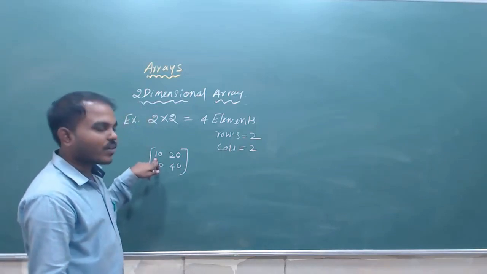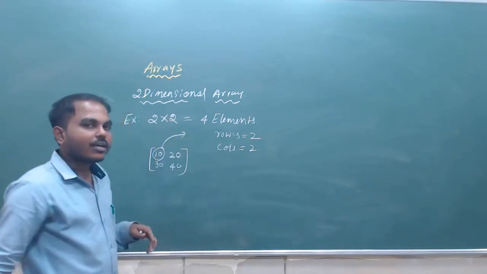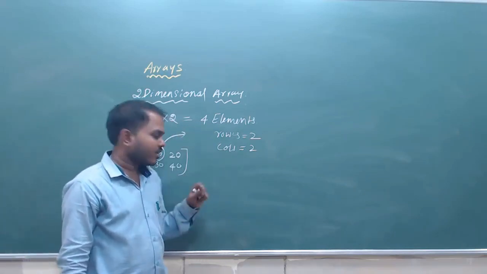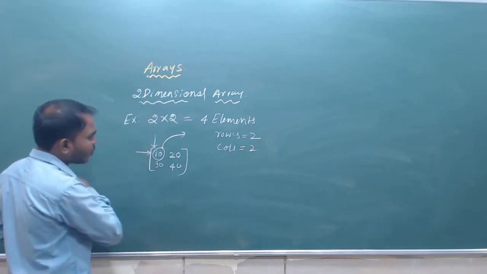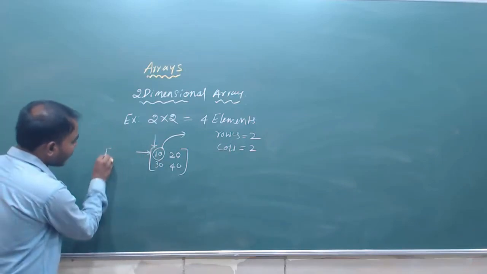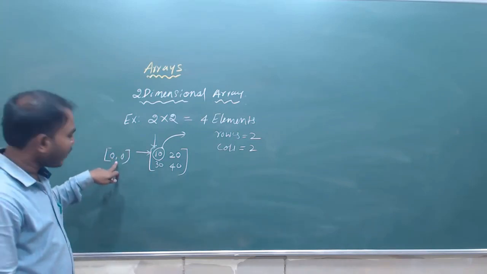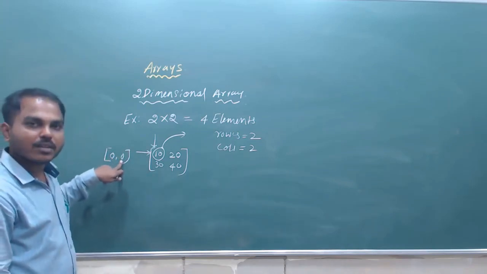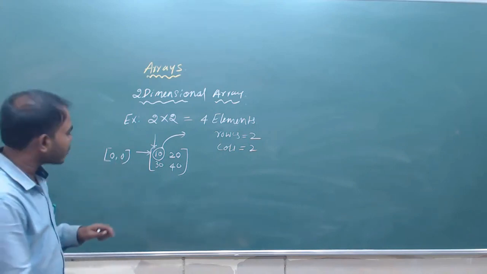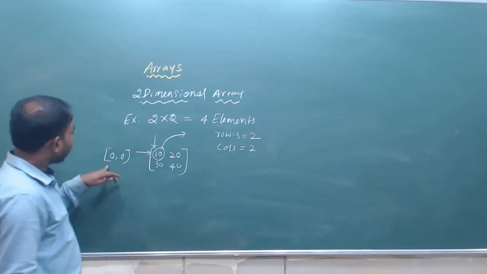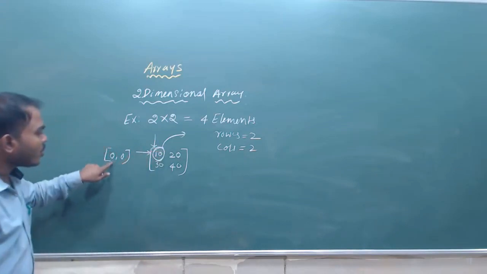So take the element 10. What is the address of this 10 in the matrix format in an array? How to identify it? We can say that this is the first row and the first column. How to represent it in the form of an array here? We take it as 0, 0. 0, 0 is nothing but the first row, first column. The index value in C language or any of the languages starts with zero only. So this is the first element, and the address or index value of 10 is 0, 0.